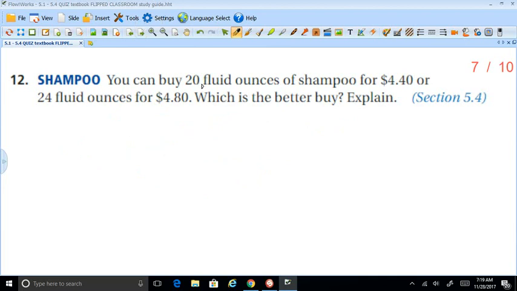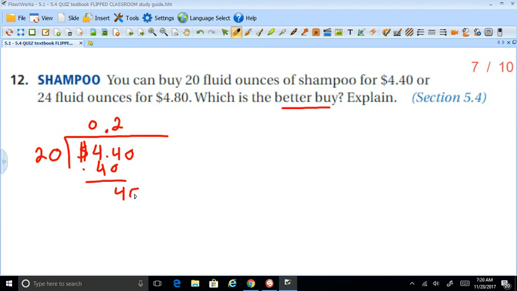Shampoo. You can buy 20 fluid ounces of shampoo for $4.40, or 24 fluid ounces for $4.80. Which is the better buy? So let's compare them. Remember, money goes in first, 99.9% of the time. $4.40 divided by 20, and we end up right here with a 2, which is 40. Subtract, you get 4. 22, this is money, 22 cents per ounce. 22 cents per ounce for the 20-ounce bottle.